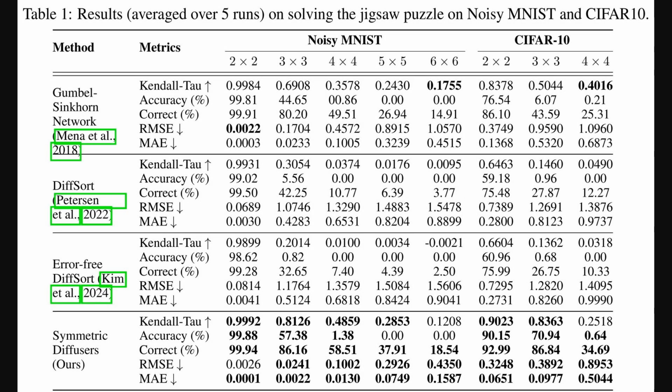Okay, so moving beyond just sorting digits, this table shows how SymmetricDiffusers tackles jigsaw puzzles. We're looking at results on noisy MNIST, a visually noisy digit dataset, and CIFAR10 with more complex images. It's compared against others on puzzles of varying sizes. Using metrics like Kendall-Tau for order, plus accuracy and completely correct puzzle percentages, their approach shows really strong performance, especially as puzzles get bigger, like the 5x5 and 6x6 noisy MNIST ones. Lower scores for RMSE, root mean square error, and MAE, mean absolute error, also confirm it makes fewer mistakes.